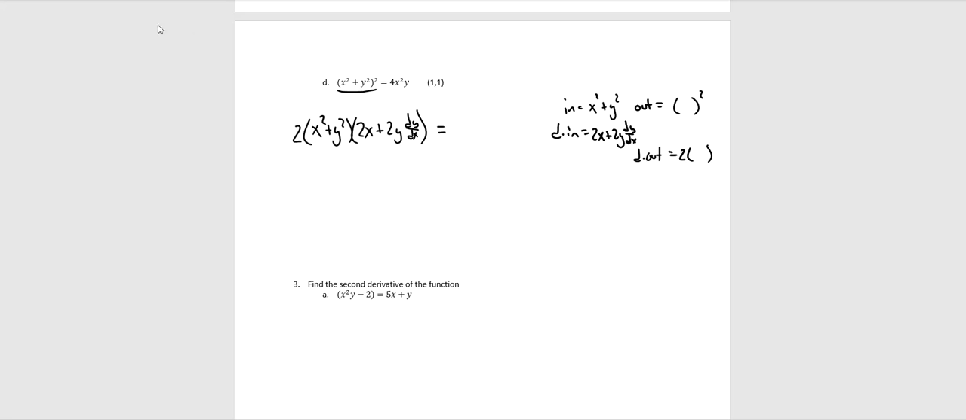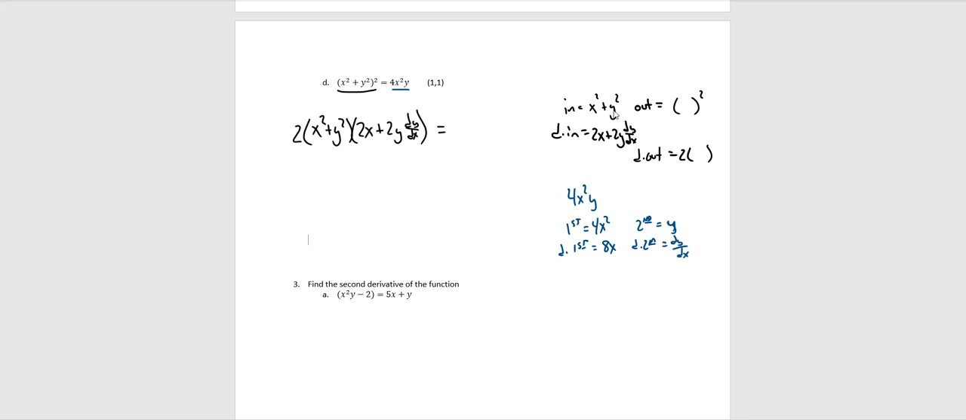Equals. All right, now on the right-hand side, I've got a product rule. And you can take this in several different ways. I'm going to take first as 4x squared and second as y. I could just leave the 4 as a coefficient and then do product rule on the x squared y, but this way I don't forget about it. And we also see how it's used. Derivative of first is 8x and derivative of second is dy/dx.